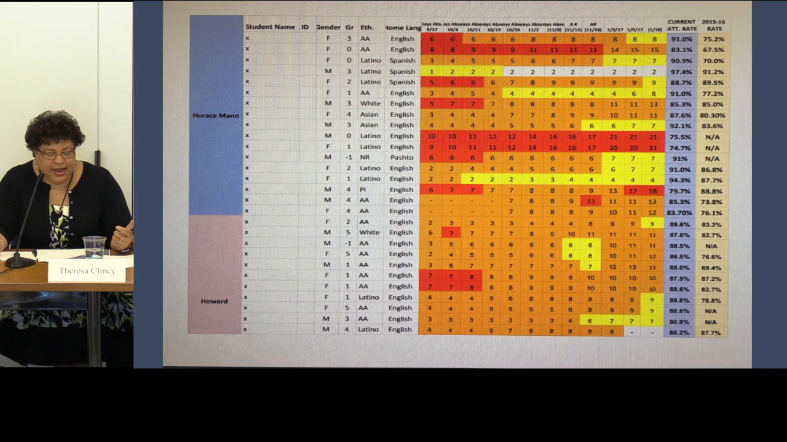So where we are now, we have seven schools that have met our target of 5% or less. We have 17 schools that have chronic absence rates below 10%, and 21 schools that are approaching that 10% mark.